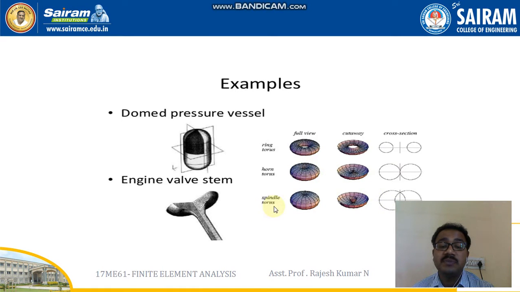And next is the spindle torus part, where both the circles are present or lapped over each other. So ultimately, what kind of sketch will we get? Here you can see it in the cutaway part. This is the full view, and the cutaway part is shown here for the spindle torus.